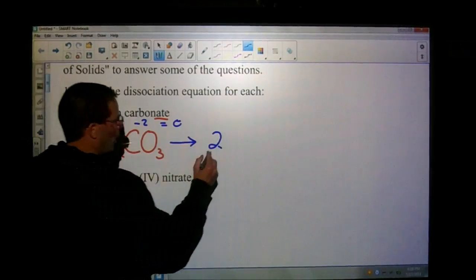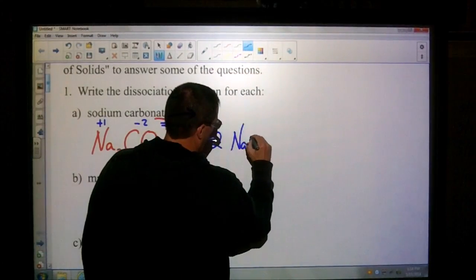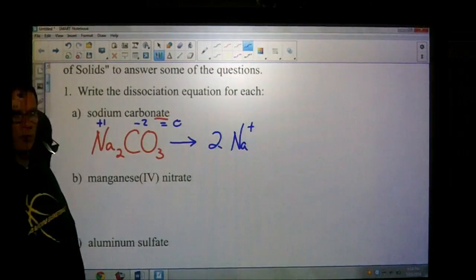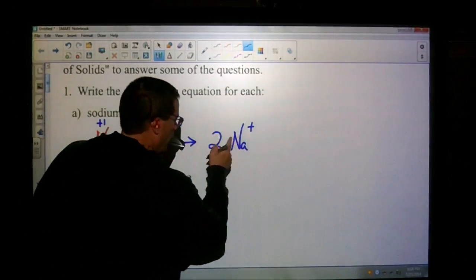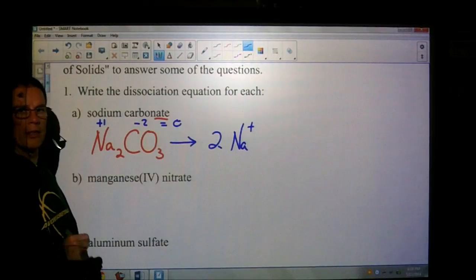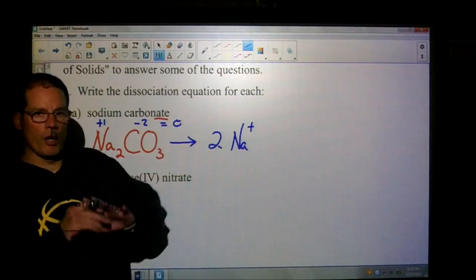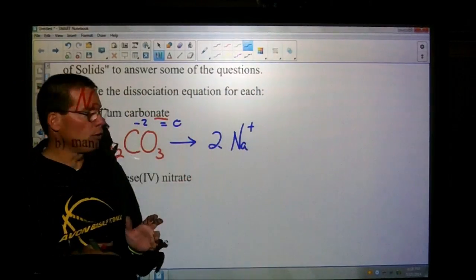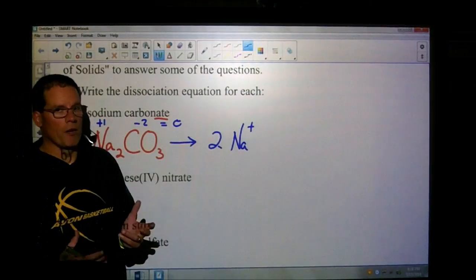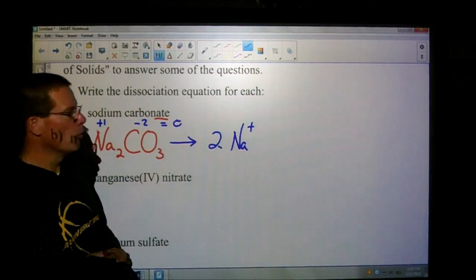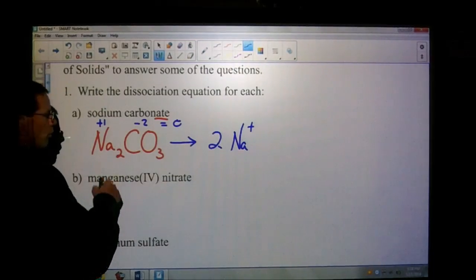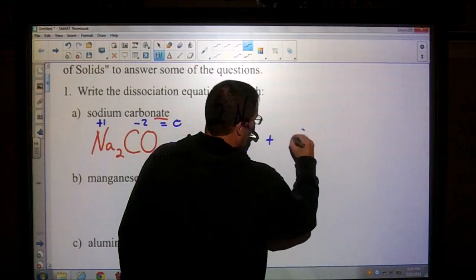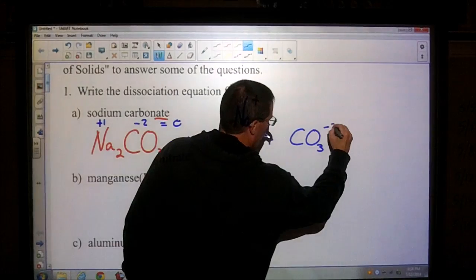So we have 2 sodium ions. So Na with a +1 charge, must show the charges. The charges indicate that we have this dissolved in water and it is an ion. You're not going to find a sodium ion just floating around in the atmosphere. You will find it moving around in a water solution. We also have 1 carbonate ion. So CO3 with a -2 charge.